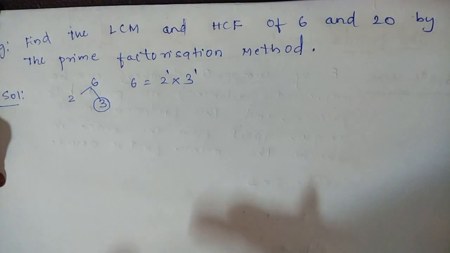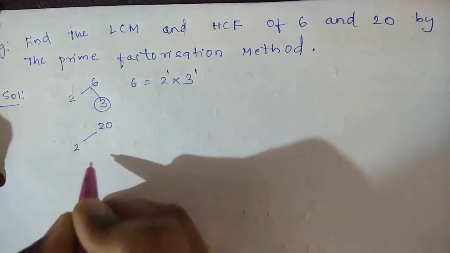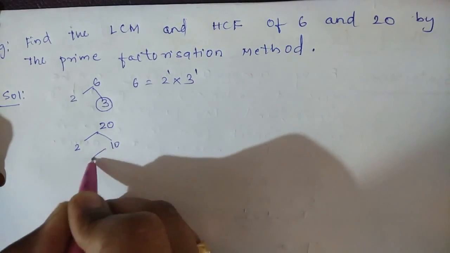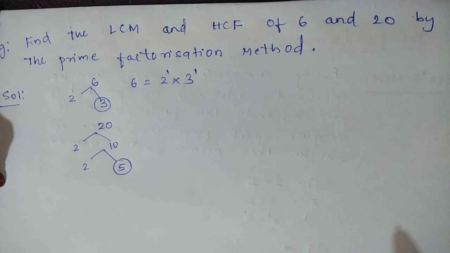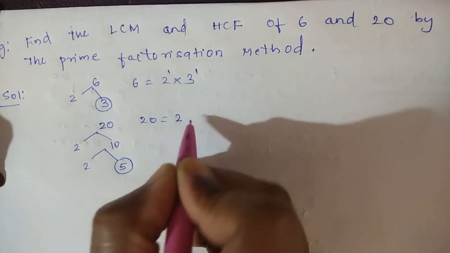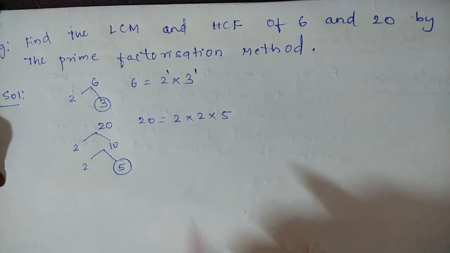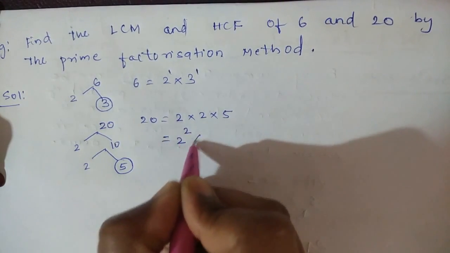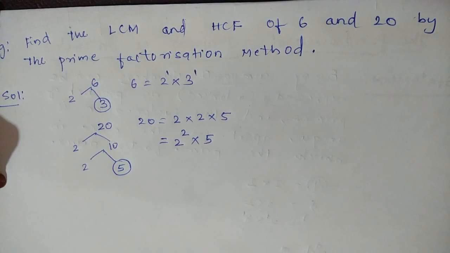Okay, so now again we will go with 20. 2 goes into 20, 10 times. Again 2, it will go 5. So here we can say that 20 can be written as 2 into 2 into 5. So this we will write in terms of powers, 2 square into 5. So these are the factors. This is how we got the factors of 6 and 20. So 6 is nothing but 2 into 3 and 20 is nothing but 2 square into 5.